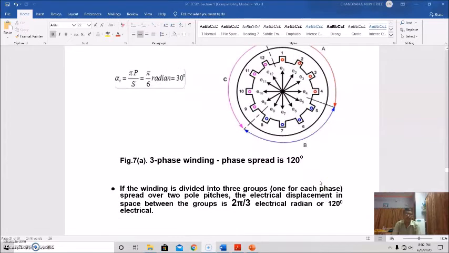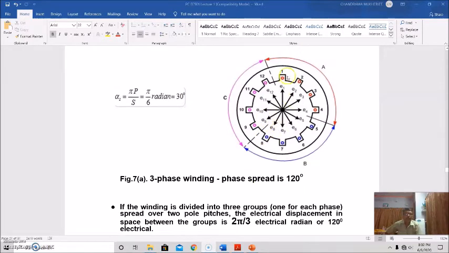120 degrees, because you know how we are getting 120 degrees. If the winding is divided into 3 groups, that is one for each phase spread over 2 pole pitches, the electrical displacement in space between the groups will be how much? This will be twice pi by 3 electrical radians, or 120 degrees electrical. So this arrangement is shown here. This is one phase spread, and this is another.